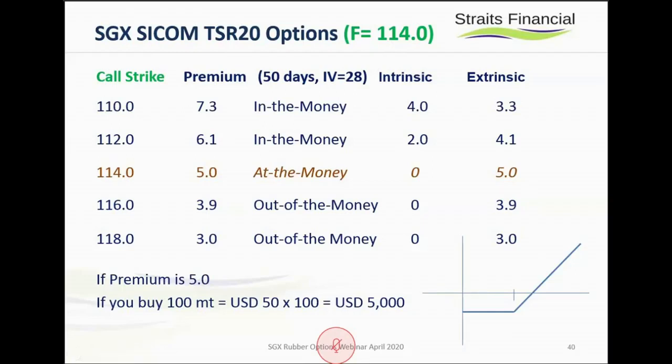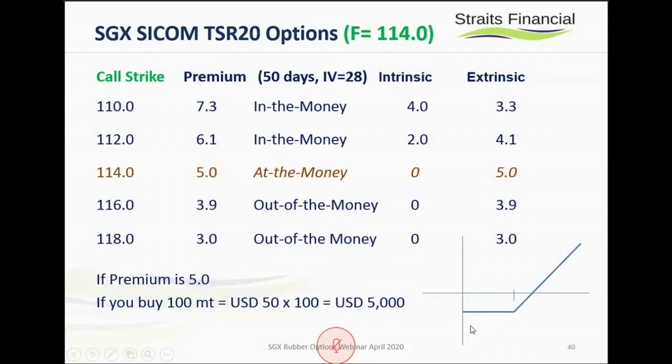All right. So let's do an exercise now. What about this option, a 110 call option? The futures price is 114. So this option has an intrinsic value of 4, but the premium is 7.3. So 7.3 minus 4, you get 3.3 time value. You got it? Yeah. So what happens is that when you buy a call option, these are the premiums that you can choose.